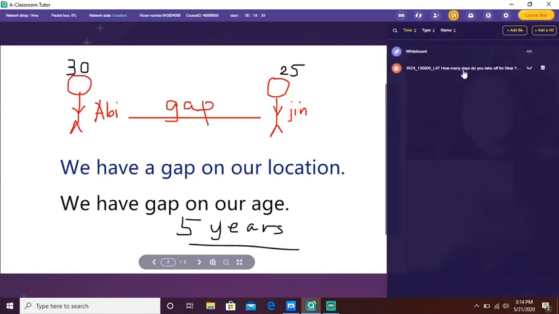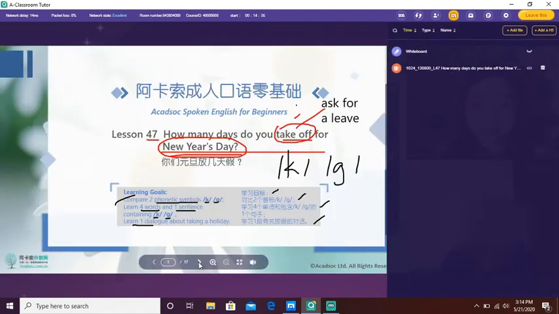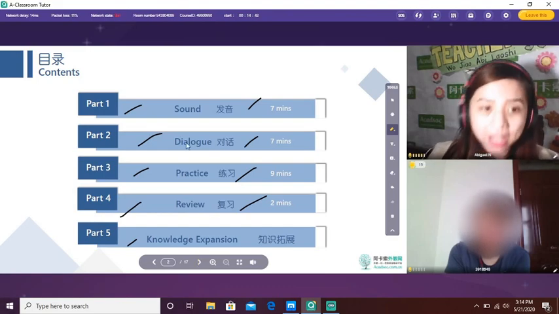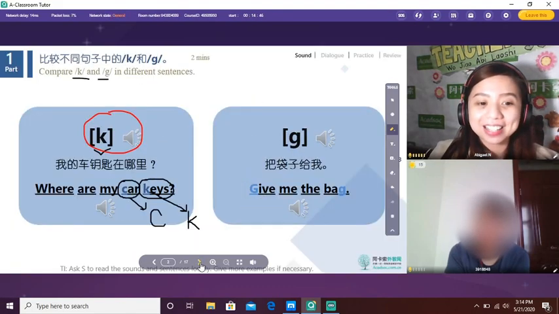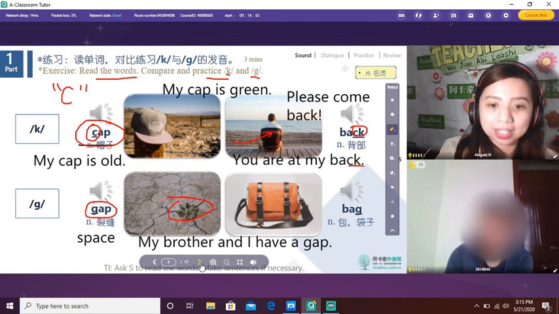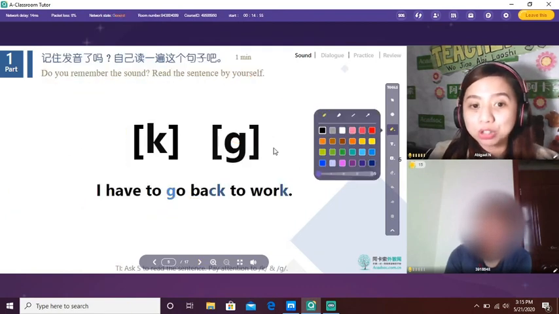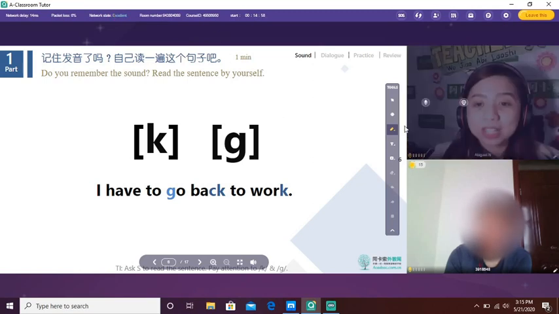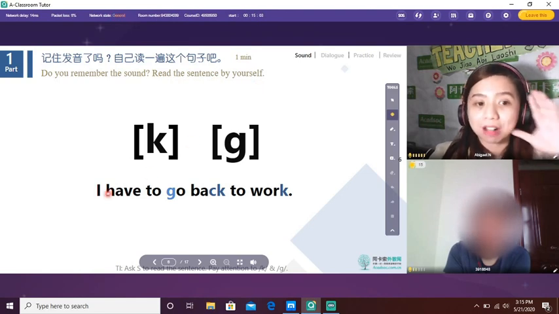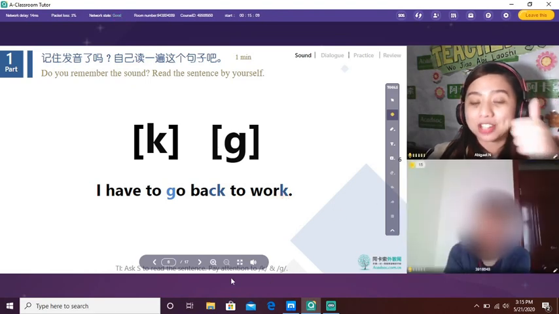Okay. So now we continue on the next page. Wait a moment. I can't move the book. Can you see? Okay. Yes. So remember that, and I'm sure you know bag. So let's read. Do you remember the sound? Read the sentence by yourself. I have to go back to work. Yes, perfect, Jin. Good job.